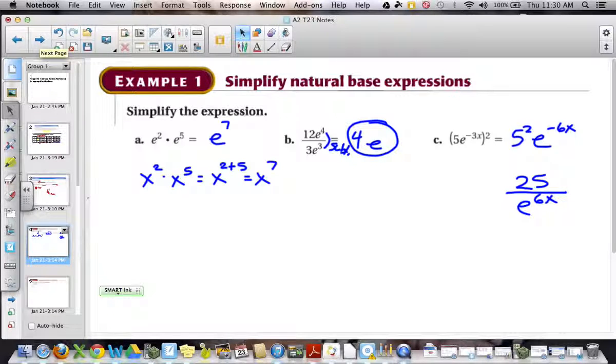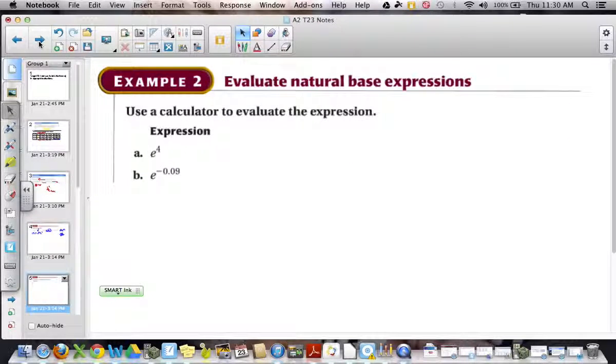All right. So simplifying expressions involving e is no different than simplifying expressions with exponents for any other number. Because again, that's all e is, a number. Now, actually calculating e to a power, you're just going to use your calculator to do this.